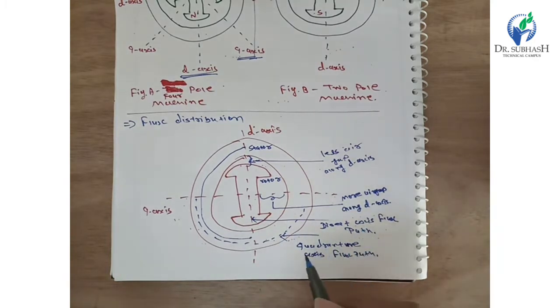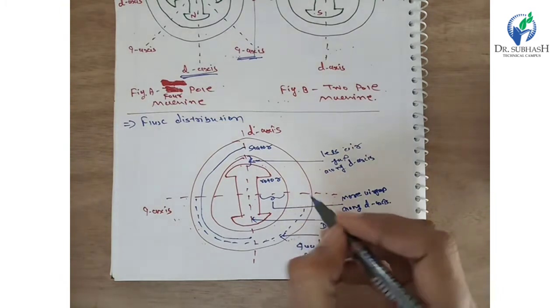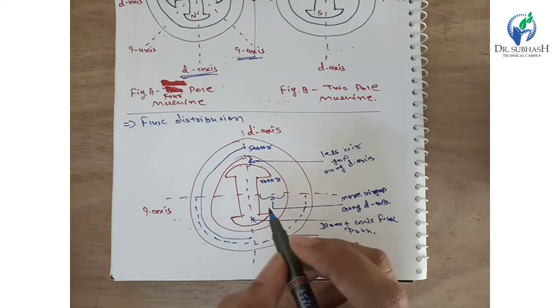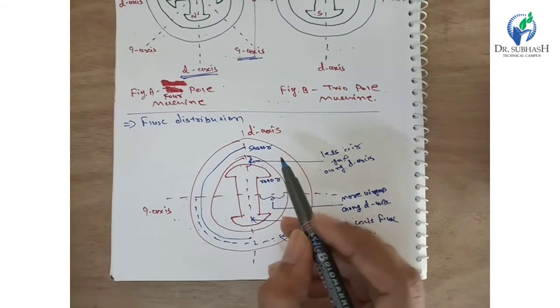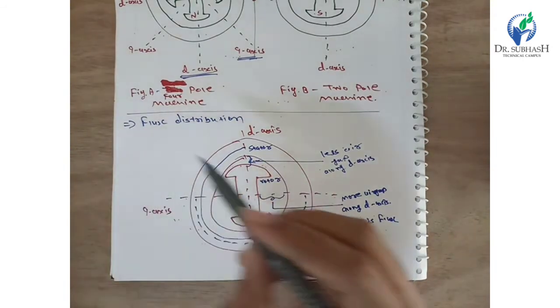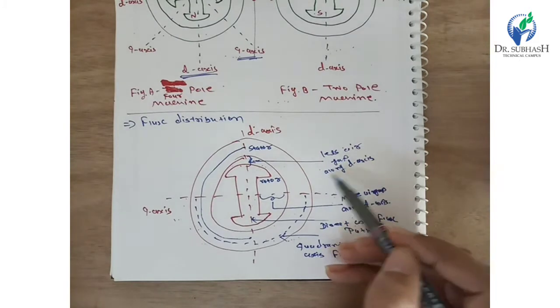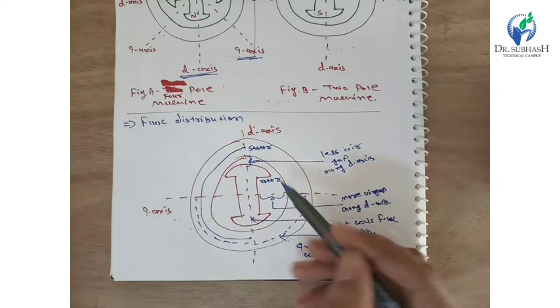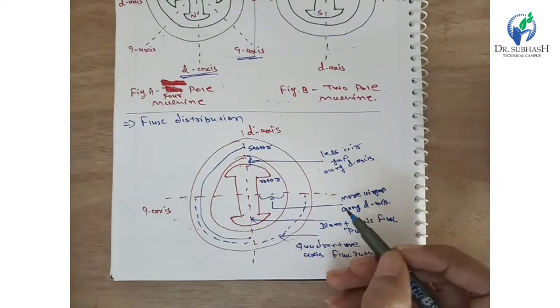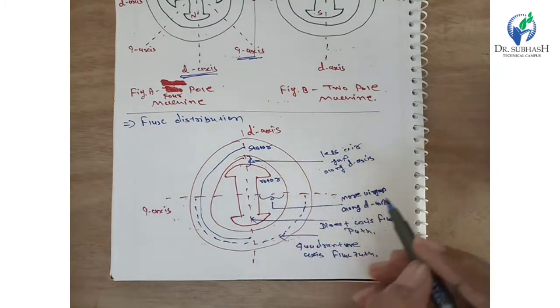This is the quadrature axis flux line, represented by a dotted line, and this is the direct axis. Here there is a smaller air gap along the d axis, and a larger air gap along the q axis. Both are non-uniform air gaps.